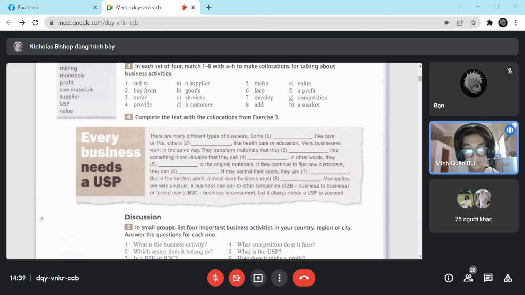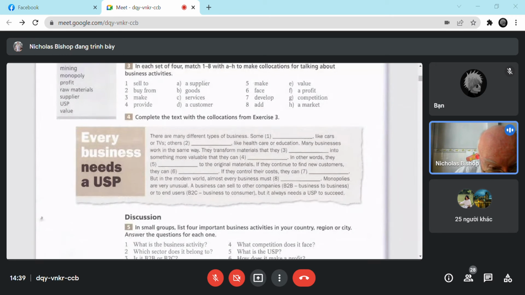I think if they control the cost, they can make a profit. But in the modern world, almost every business must face the competition. Yeah, that seems to be pretty good. If they control their costs, they can make a profit. But in the modern world, almost every business must face competition.